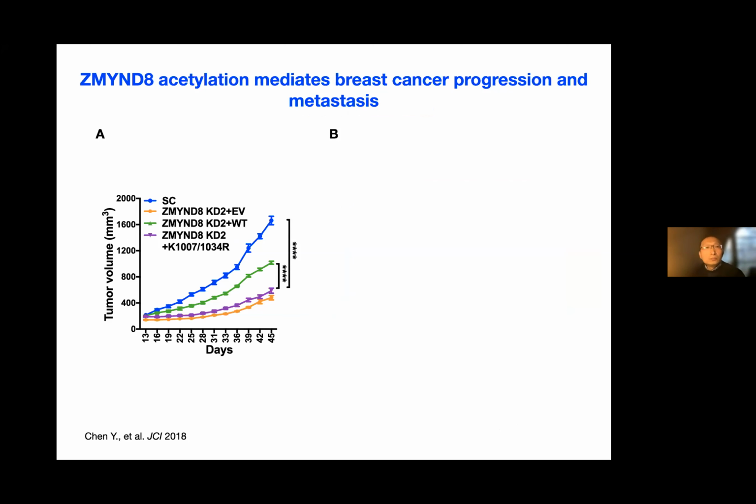Then we further characterized Z1D8 in breast cancer cells, and we found Z1D8 is a very powerful oncogenic driver in breast tumors. Here is the data from the orthotopic mouse model. When we knock down Z1D8, we can see reduced tumor growth. This can be partially rescued by wild-type Z1D8, but not by this lysine mutant, which is an acetylation-resistant Z1D8, suggesting HIF-1 is required for Z1D8-induced breast tumor growth.